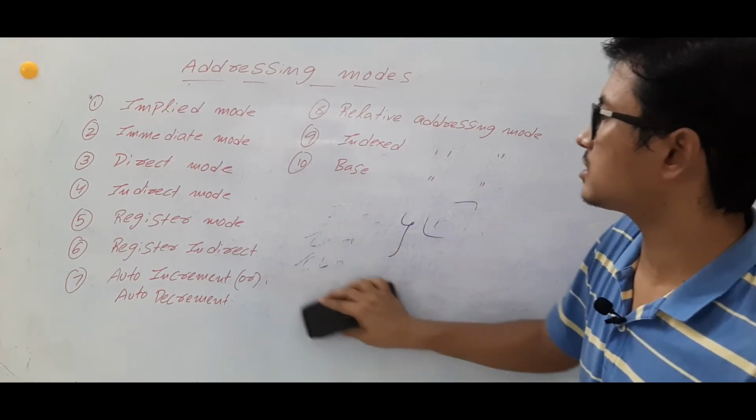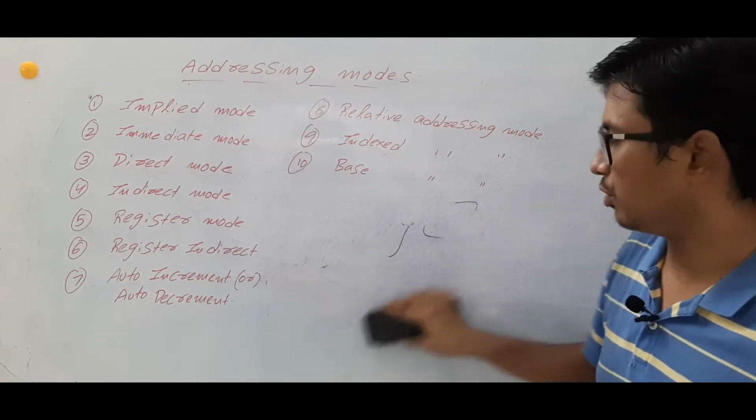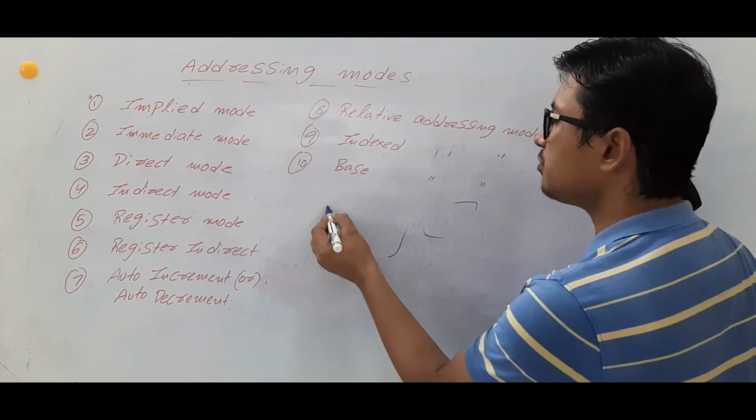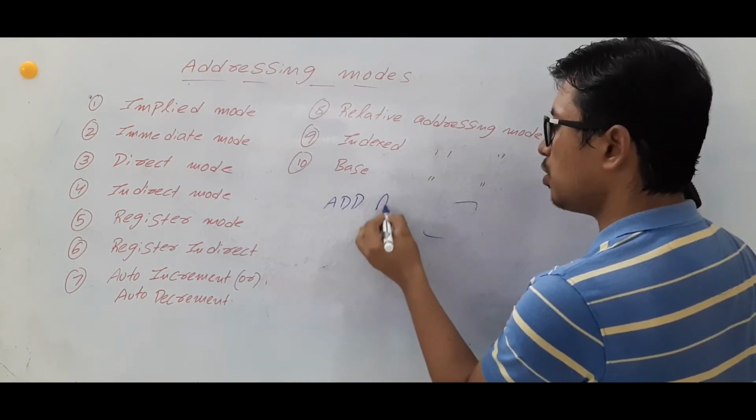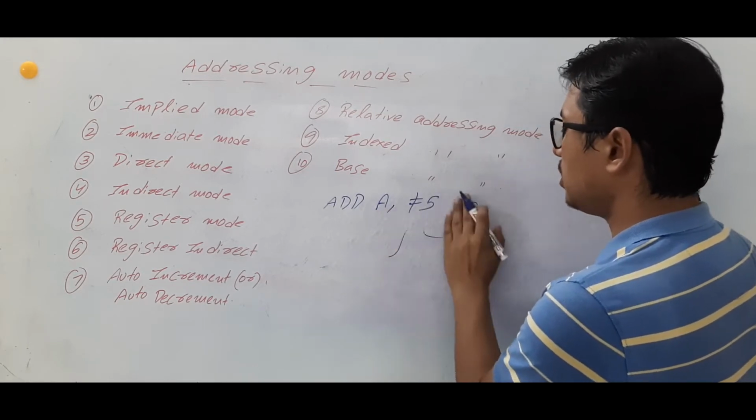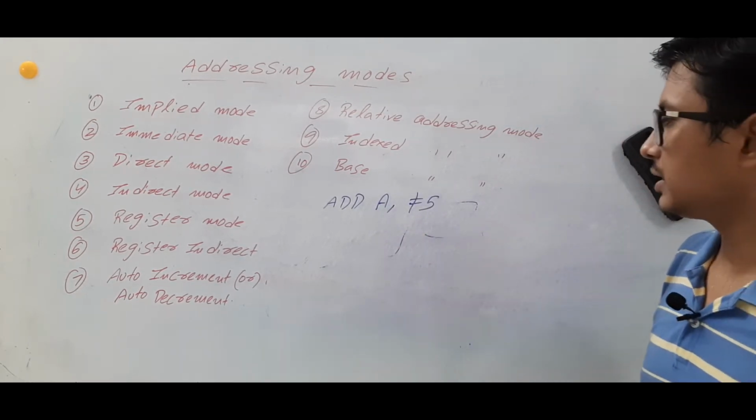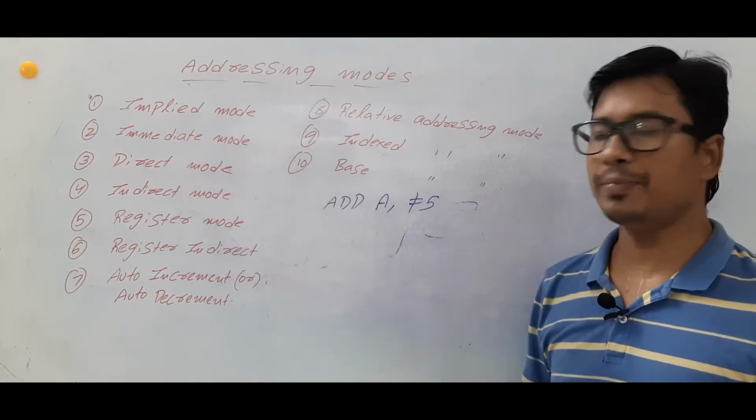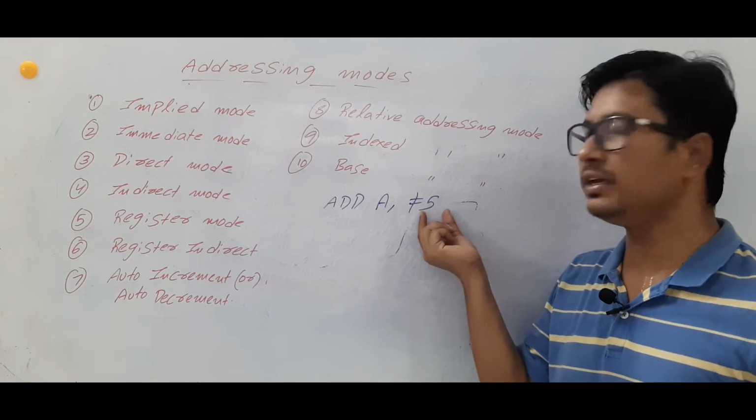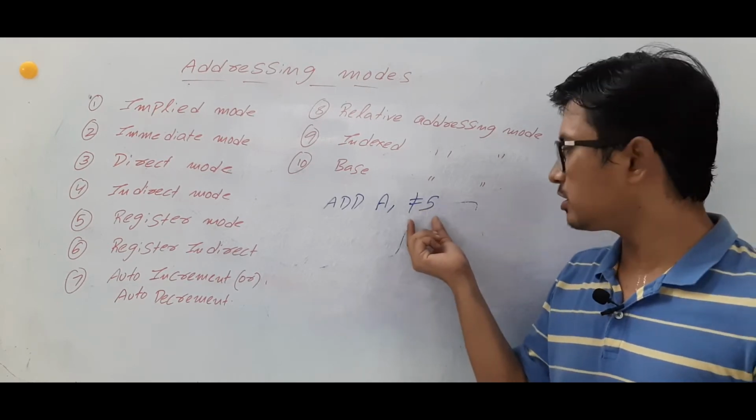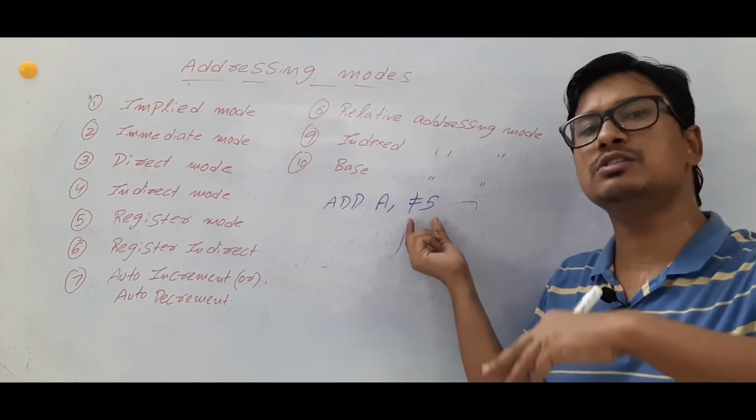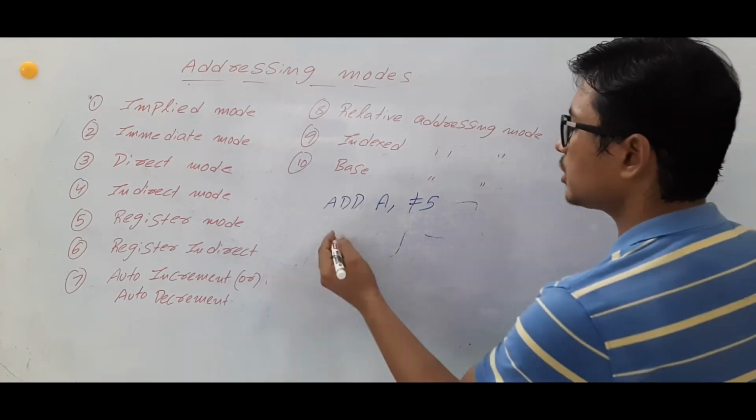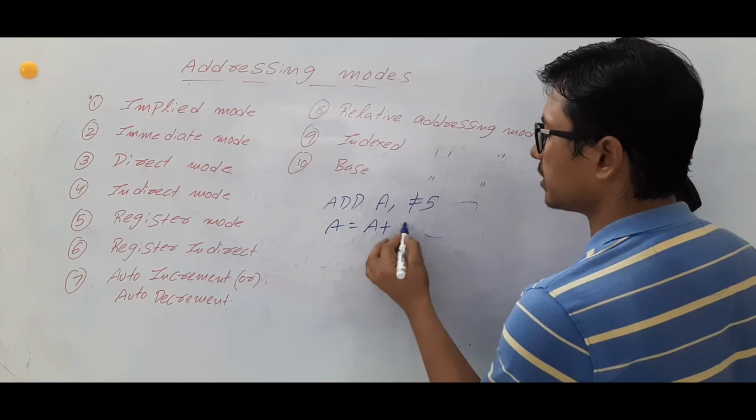Now let me discuss the immediate addressing mode. In immediate addressing mode, you will specify the value of the operand directly. Is it clear? You are specifying the value of the operand directly instead of specifying B here. Instead of specifying B, I am giving directly the value which is there in B. Then what will happen? A = A + 5 will be performed here.